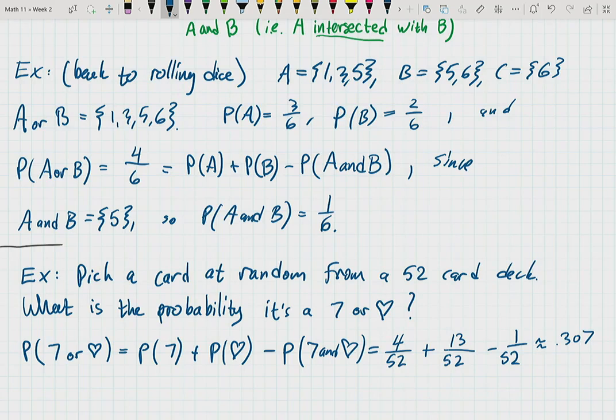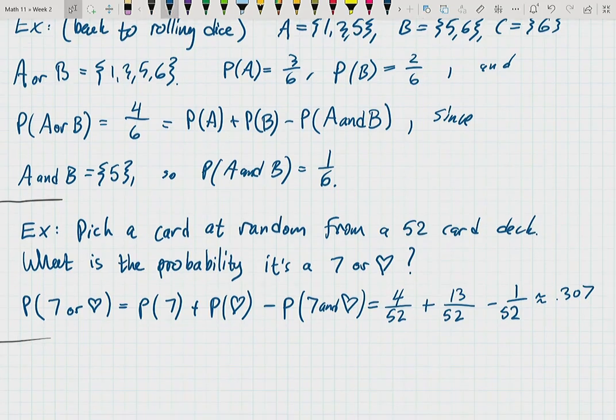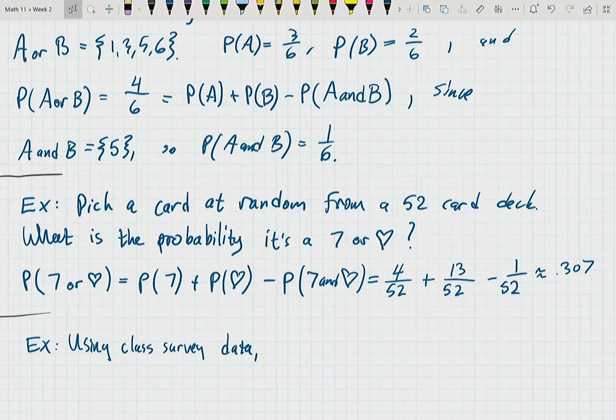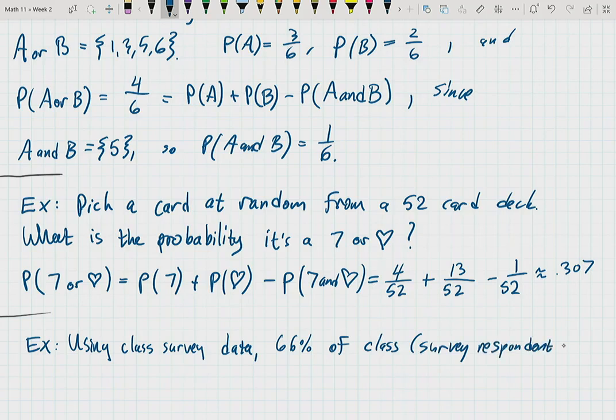Okay, here's another example. How about with the class survey data? According to the class survey data, 66% of the class survey respondents were female. Which makes me feel that more women were responding than men. That seems kind of high, right? Like 2/3 of the class is female.